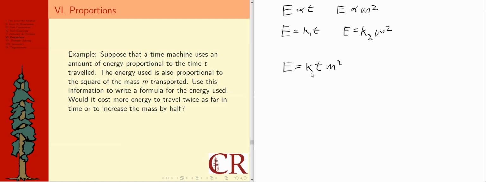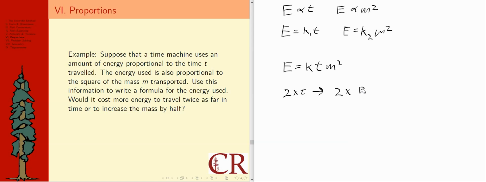But now we're asked, would it cost more energy to travel twice as far in time, or to increase the mass by half? So if I say twice as far, if I'm saying like 2 times the amount of time, so I'm just going to say 2 times t, I think clearly indicates 2 times the amount of energy. This is not really official math notation, but clearly doubling the amount of time traveled through, I don't know if that's the right word for that, talking about something that's impossible, right? It would double the amount of energy.